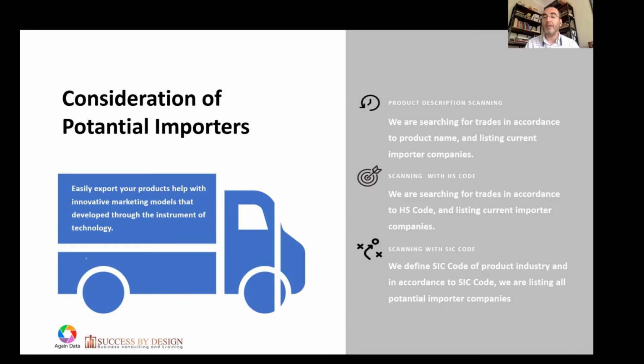And also maybe we can make harmonized system code analysis for each trade, and in inverse conditions we can make some SIC code analysis, which is Standard Industrial Classification, which means that we can reach all wholesalers, all importers in each country, even if they import their products or not, we can find them with their details.